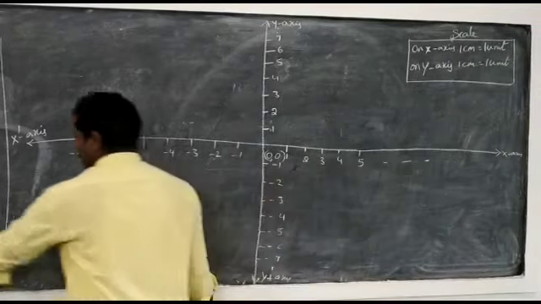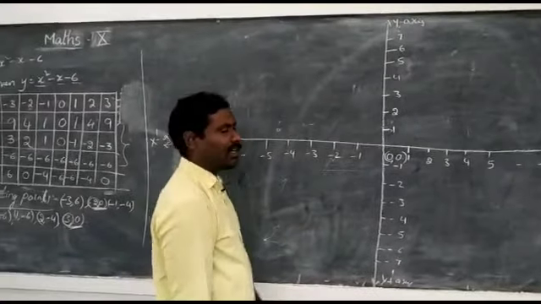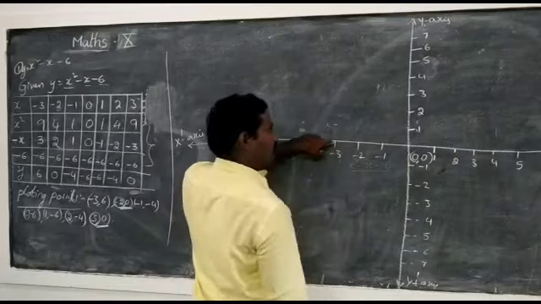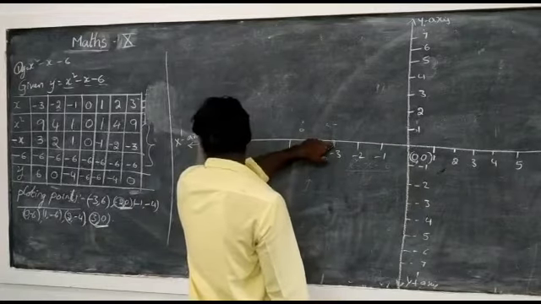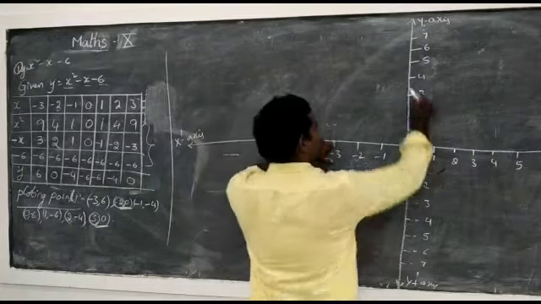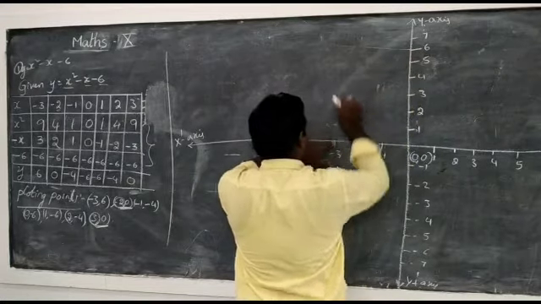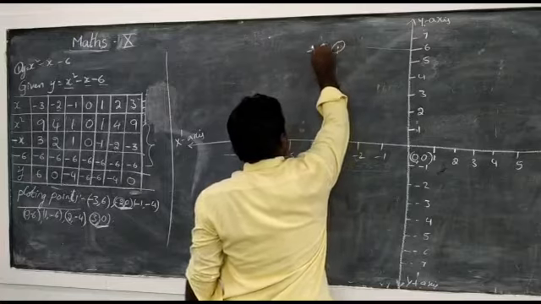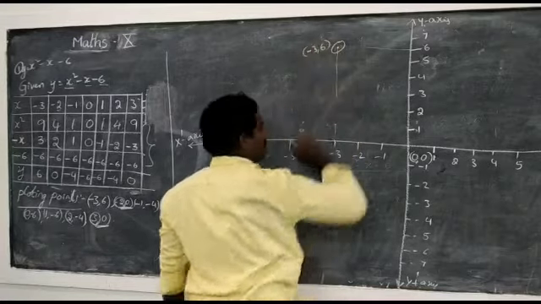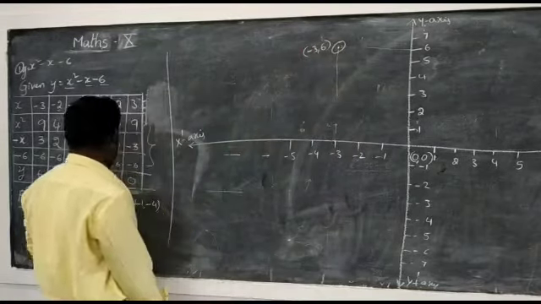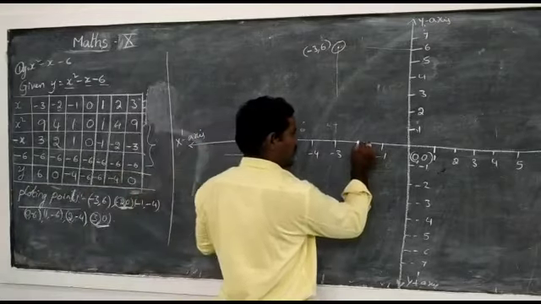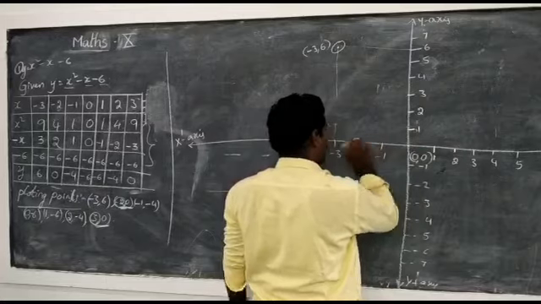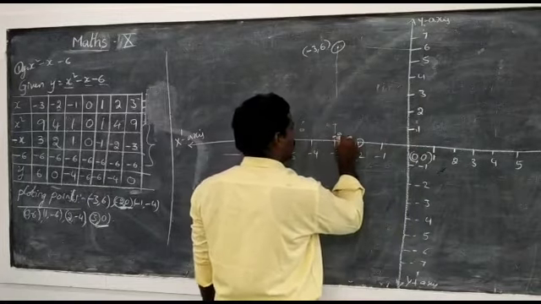Now the points, what is the first point? -3, 6. On the x-axis -3, where is it? This is. And on the y-axis 6. On the y-axis it is 6. This is. Now these two intersect here. -3, 6. This is the first point. -2, 0. This is -2, and on the y-axis it is 0. That means it is the intersecting point. -2, 0.